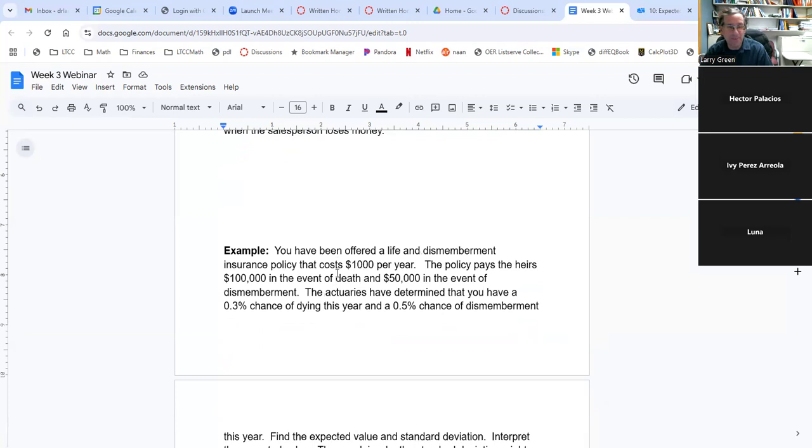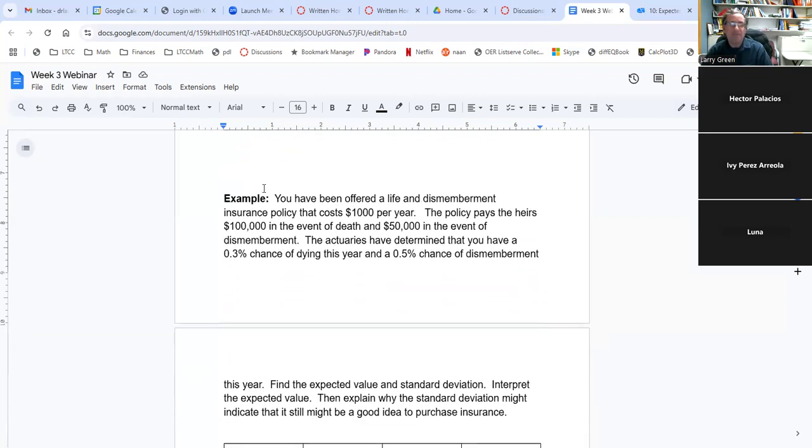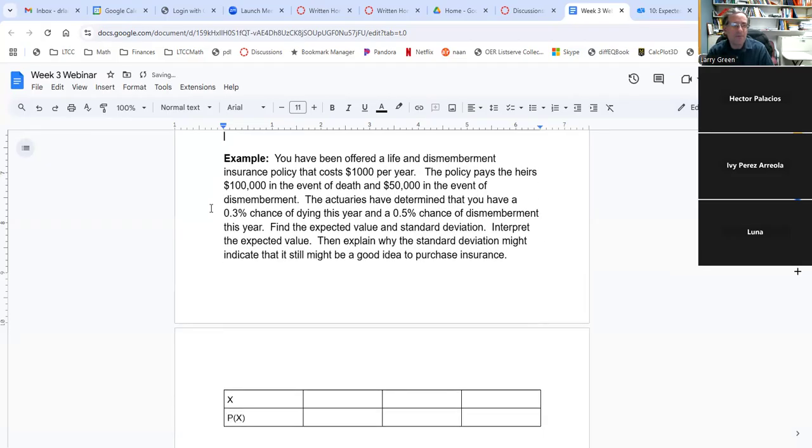Okay, let's do another example. And this is an example that happens a lot, a common example at least. Let's suppose you've been offered a life and dismemberment insurance policy, okay, that costs $1,000 per year. The policy pays the heirs $100,000 in the event of your death, okay, and $50,000 in the event of dismemberment.